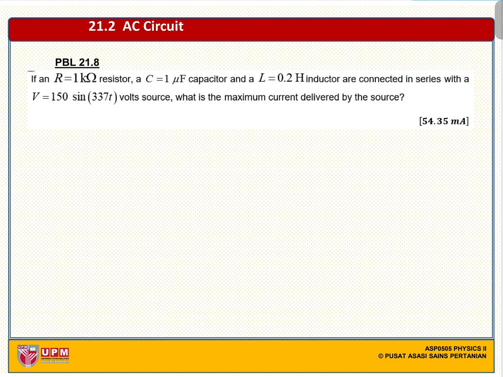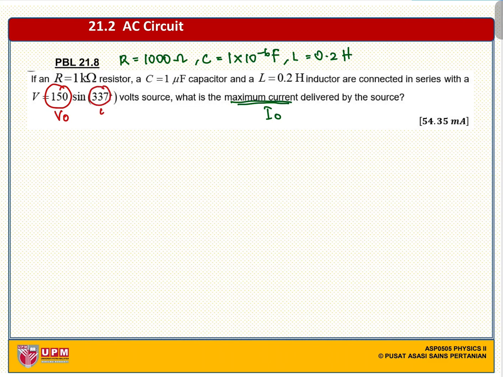Last example for RLC, you have R equal to 1000 ohm. Your capacitor is 1 times 10 to the power negative 6 farad. And your inductor is 0.2 Henry. They are connected in series with a V equal to 150 sin 377t volt source. What is the maximum current? It wants I naught delivered by the source. Okay, here you can see that your V maximum is 150 and your omega is equal to 377. Okay, it wants I naught.